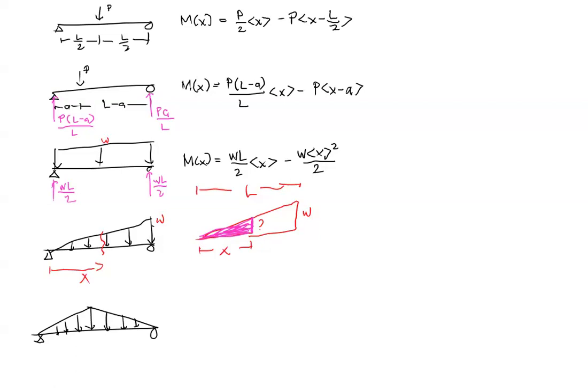W as a function of X. So, kung ano man yung highest na point, ano bang pwedeng magandang ipangalan dito? Sige, question mark na lang. Si question mark ay equal to, we use the concept of similar triangle. Lalagay lang natin si question mark dito over X is equals to W over L. Therefore, si question mark ay equal to WX over L. Yun lang naman siya.